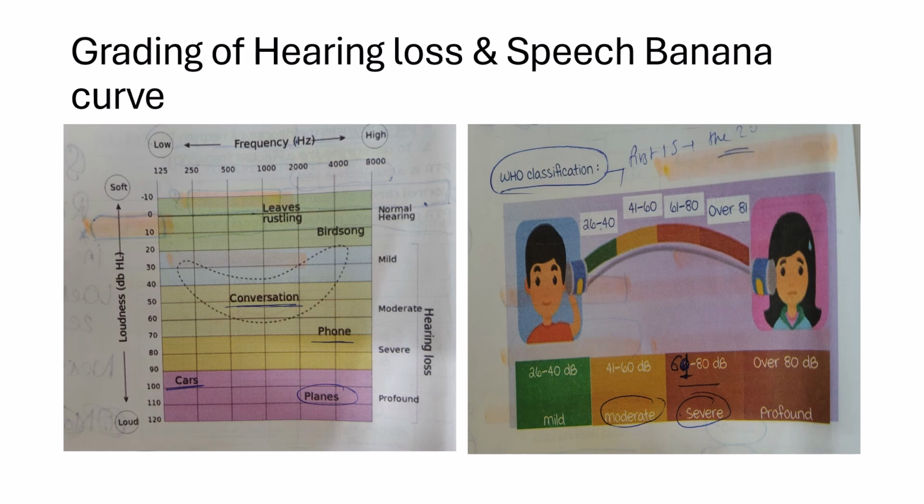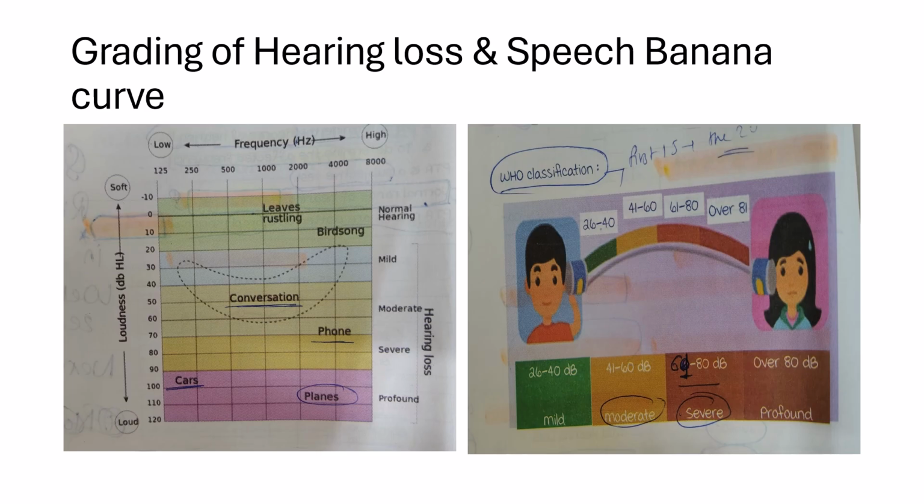Now, grading of hearing loss and the speech banana curve. There is something called the speech banana curve, which represents frequencies of common speech sounds. Mild loss may still hear speech. Moderate or severe loss significantly affects communication. Grading is done in decibel ranges. Normal is 0 to 25 decibels. Mild is 26 to 40 decibel, and moderate is 41 to 55 decibel, and so on.